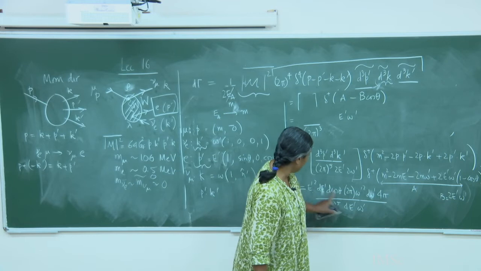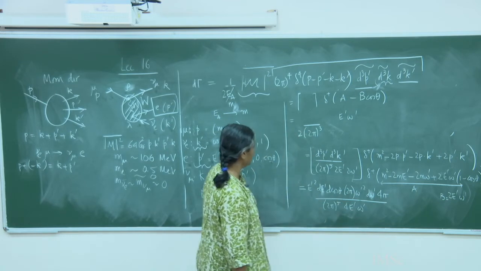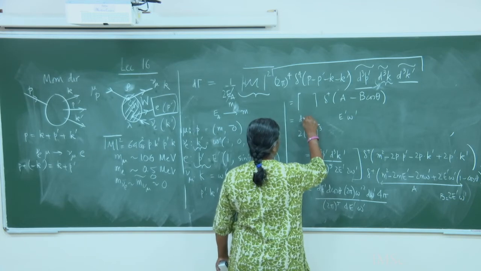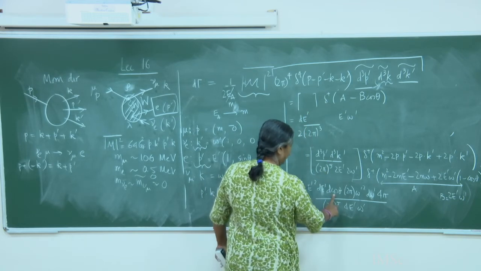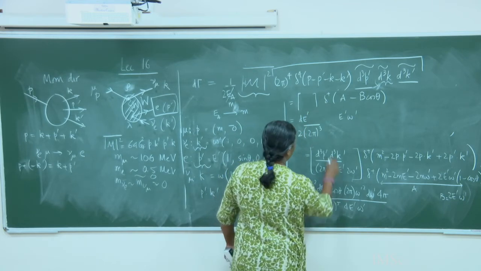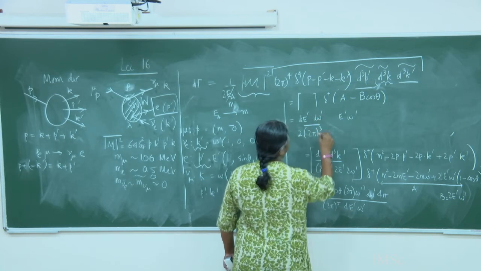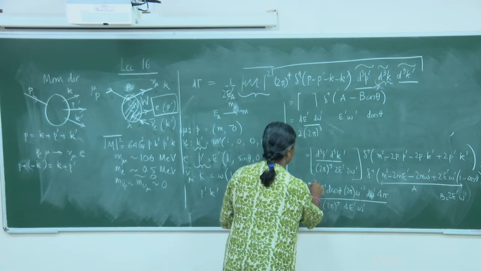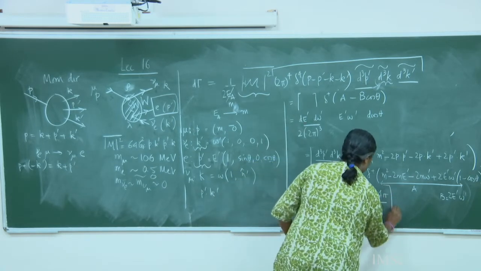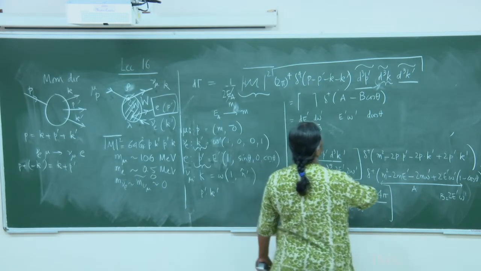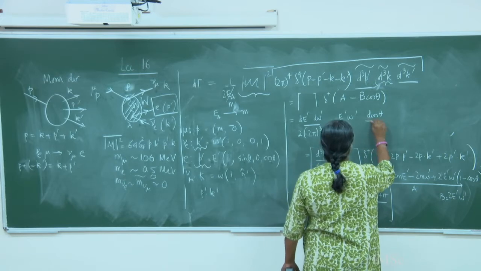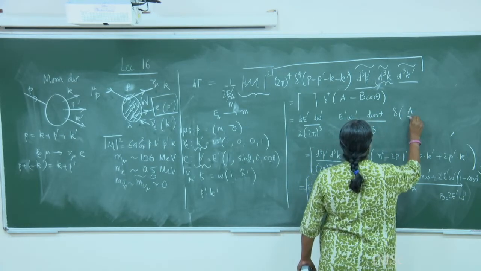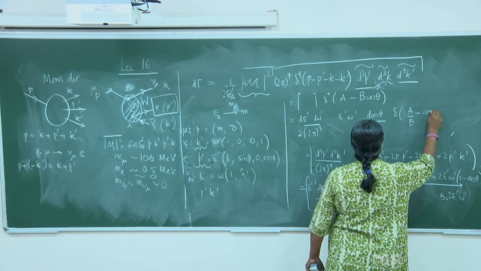So I have cancelled this and written the remaining part here. I have cancelled E′ω′, so the whole denominator I have finished cancelling. I only have to now write the numerator dE′. I will write d cos θ later, dω′ d cos θ. So this whole square bracket is finished, and now this δ(A − B cos θ) is 1 by B δ(A/B − cos θ).